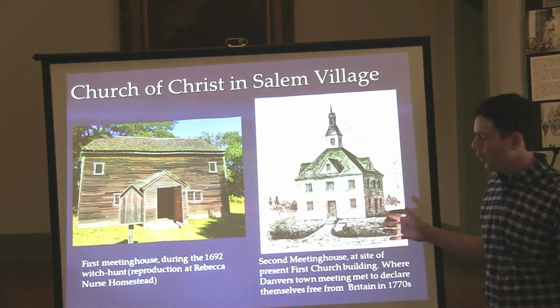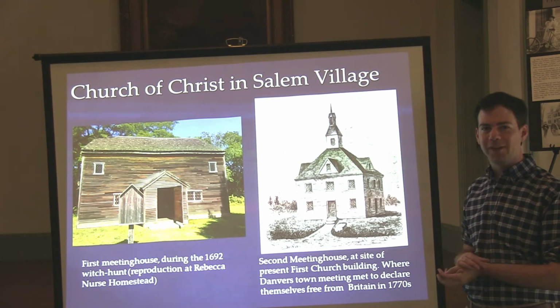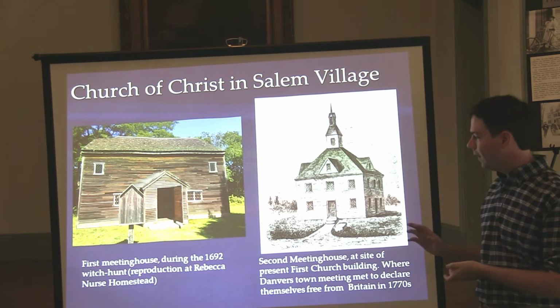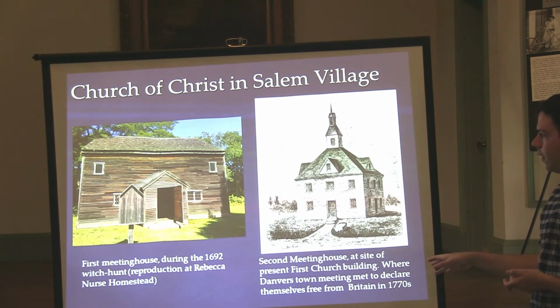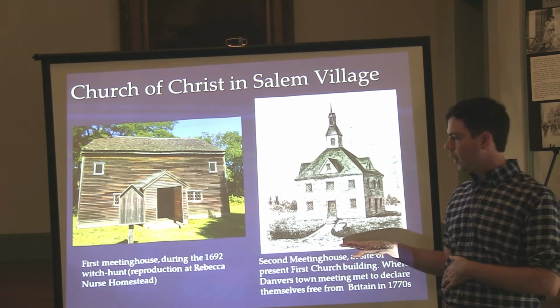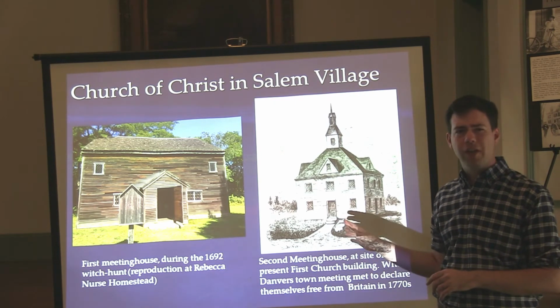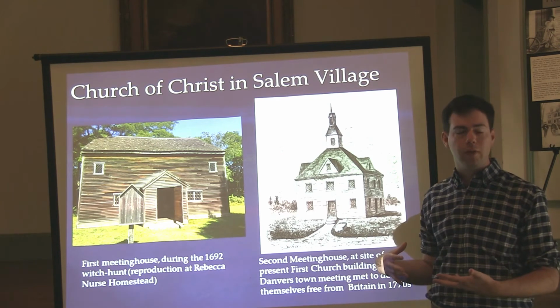For the second one, we don't have a reproduction building, so a pen and ink image is the best that we can get for that. The second meeting house is important in that after the witch hunt, this is where the minister after Reverend Paris preached. It's built around 1700, so only a couple of years after Reverend Paris leaves.